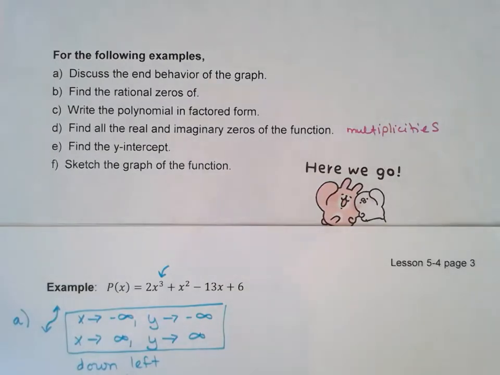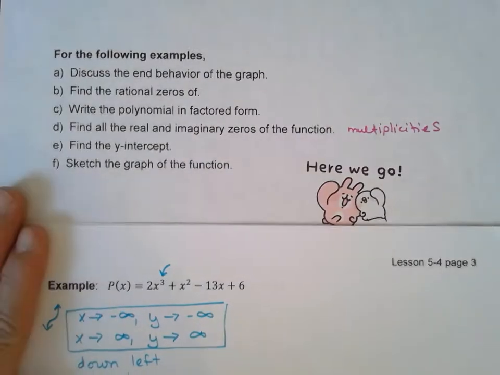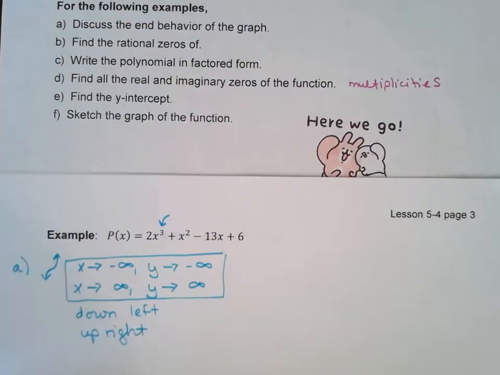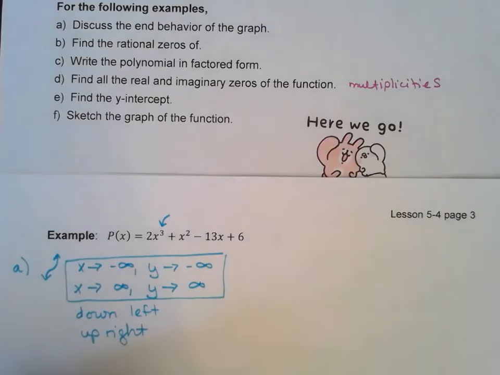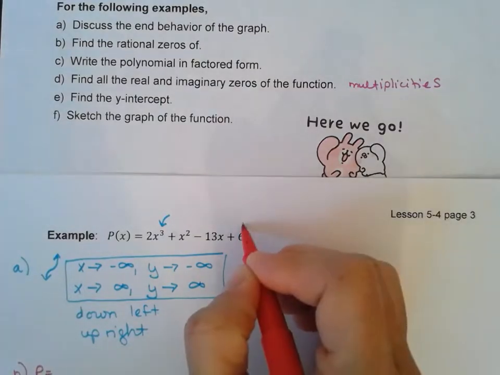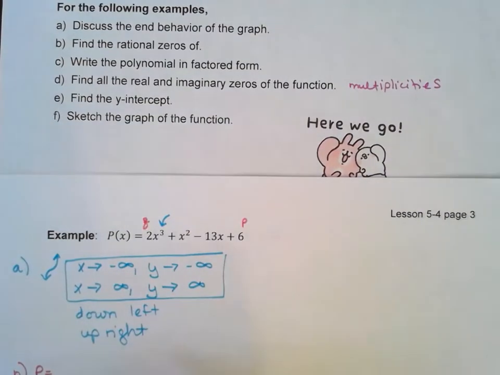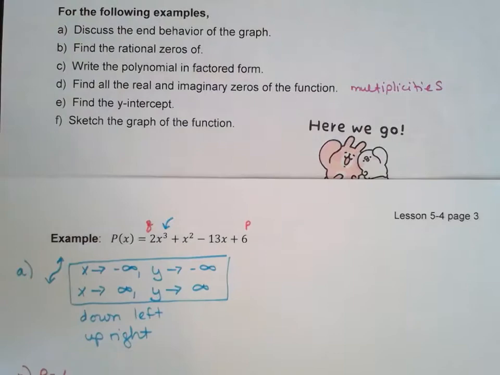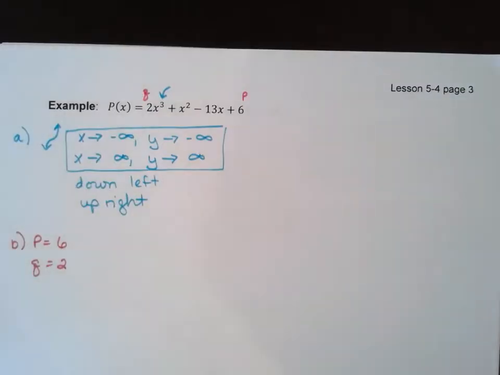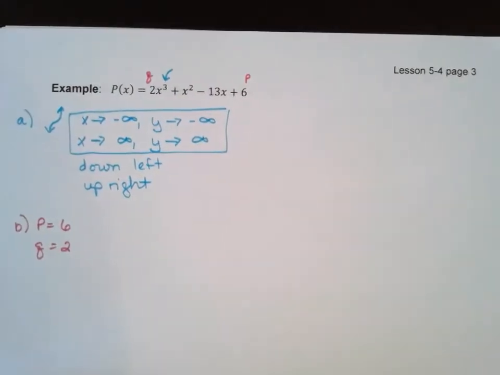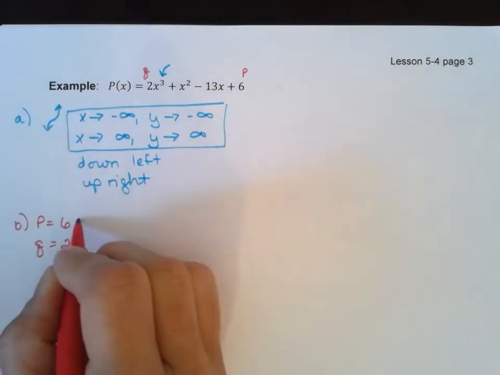Okay, now we want to find the rational zeros. Remember, we just did that on the last page. That's finding your p's and q's. So p in this problem is your 6 and q is your 2. So now we need to write all the factors of 6.